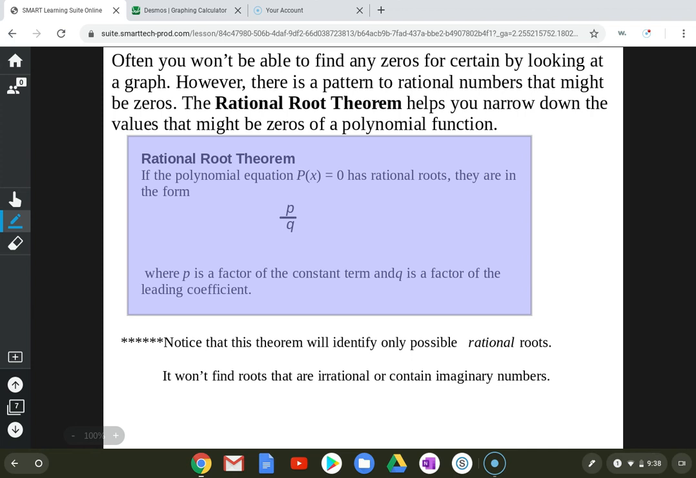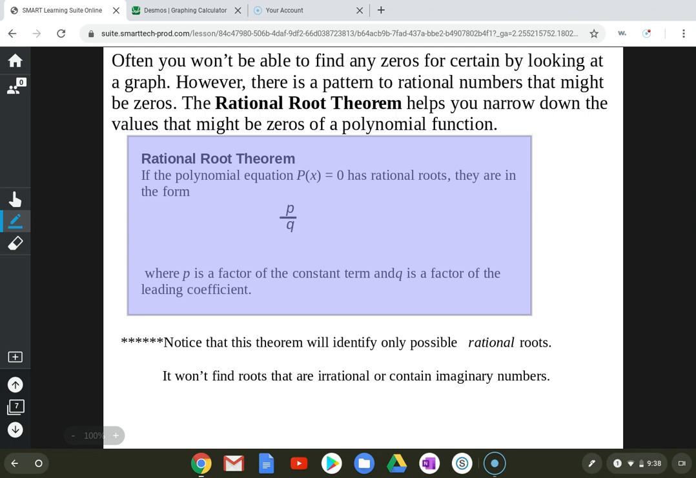They don't just fall nice and pretty on specific integers. They're in between and you have no idea what the numbers are. Is there a way algebraically to figure out what they are? Well, the rational root theorem is what helps us figure it out.